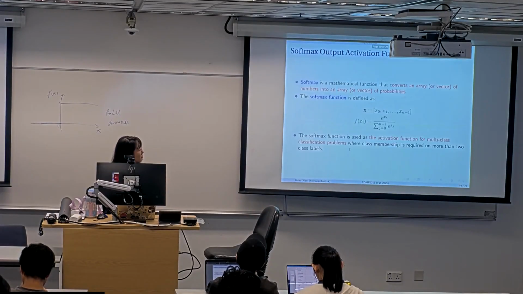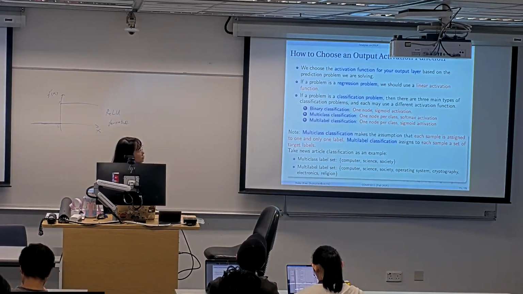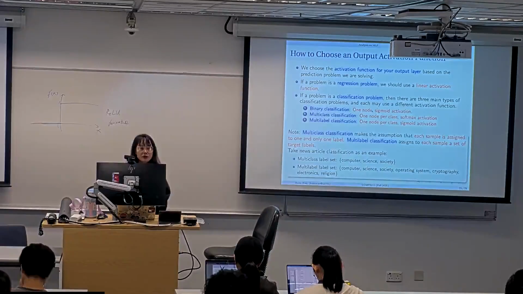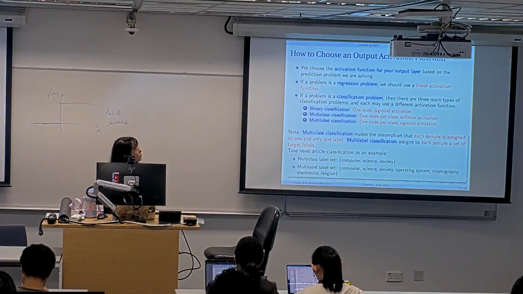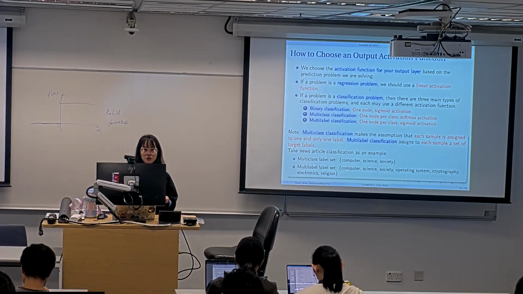Sorry, the sigmoid here. All right, then let's try to do a summarization of how to choose the output activation function. We choose the activation function for the output layer based on the prediction problem you are solving, because all of the outputs from the output layer have practical meaning, right? The practical meaning is the final prediction. If the problem is a regression problem, then we directly use a linear activation function. If the problem is a classification problem, then we consider specifically which classification problem it belongs to.